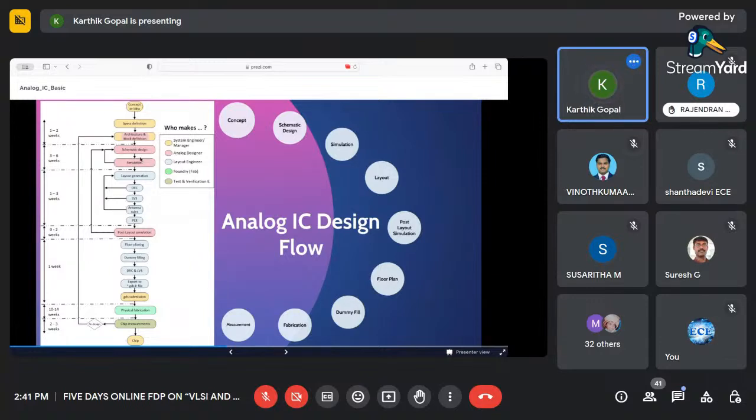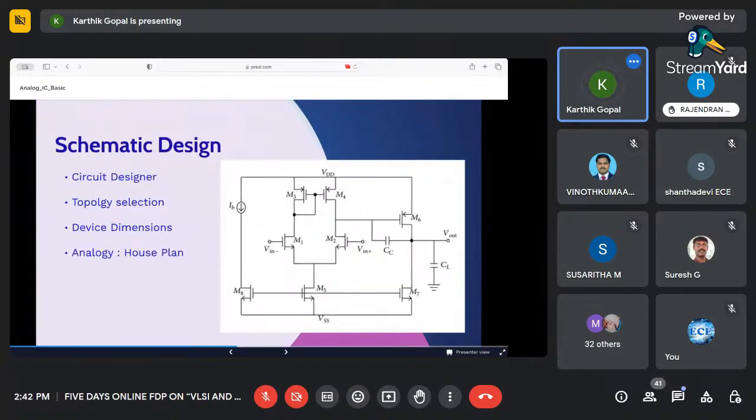And then comes the schematic design. The analog engineer is fully involved in the schematic design and the simulation. So what is schematic design? We have an idea. Let's assume I'm going to design an op amp. This is the schematic design. This is how a simple schematic looks. So you want to implement your idea and see whether it works or not.